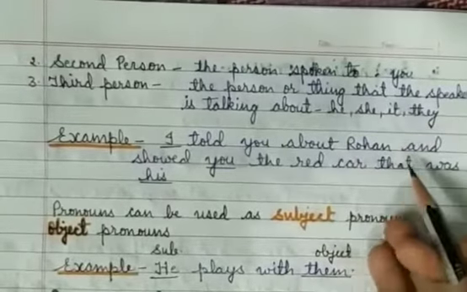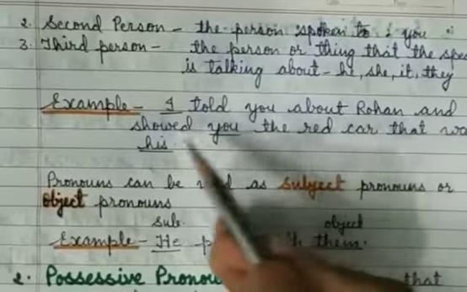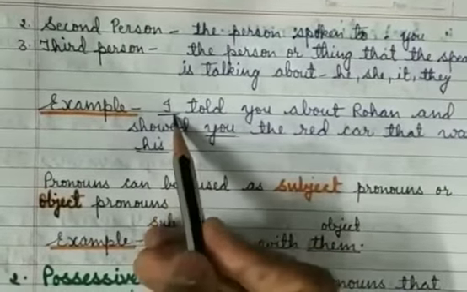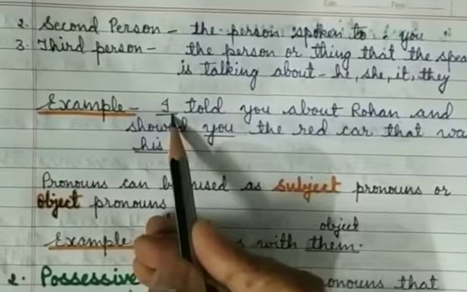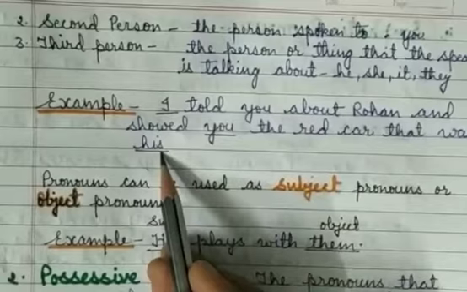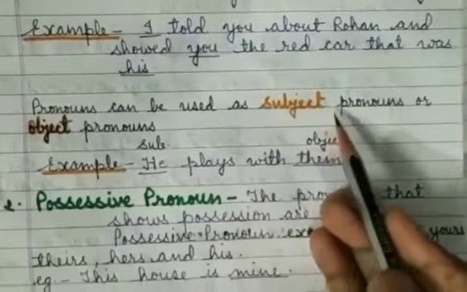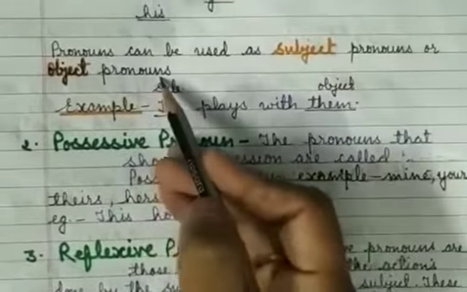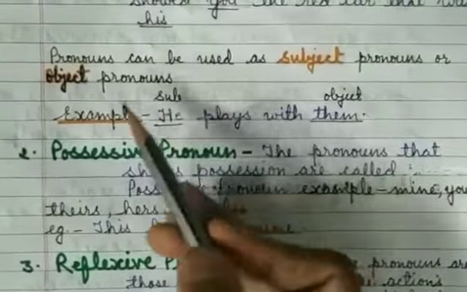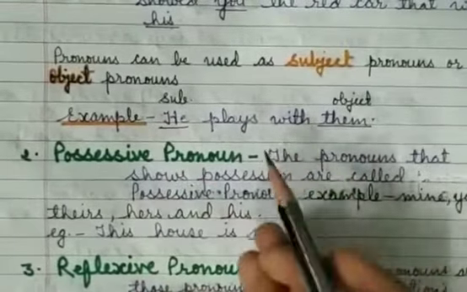Let us make it clear with the given example. I told you about Rohan and showed you the red car that was his. Now here I is the example of first person, you is the example of second person, and his is the example of third person. Now pronouns can be used as subject pronouns or object pronouns. When it is used as a subject, it is a subject pronoun, and when it is used as an object, it is an object pronoun.